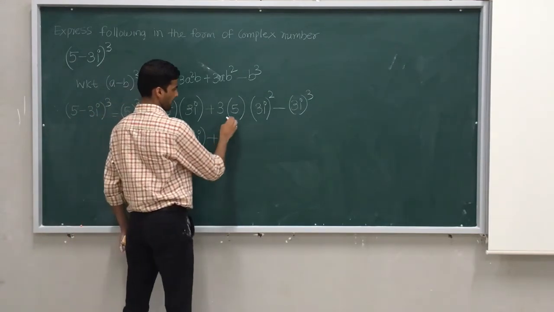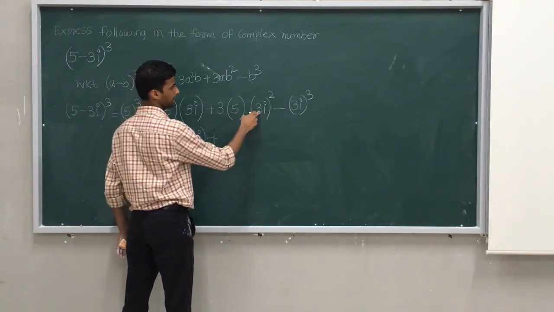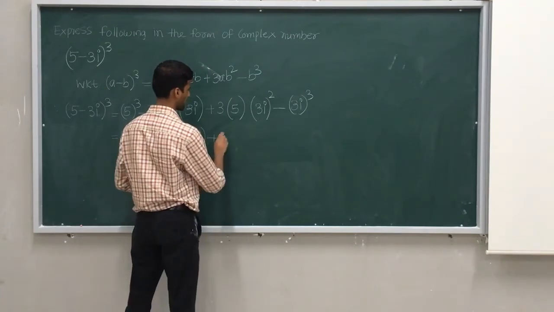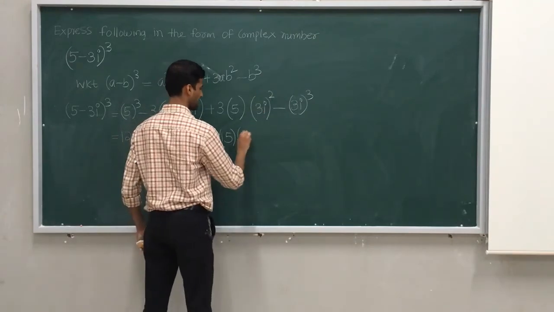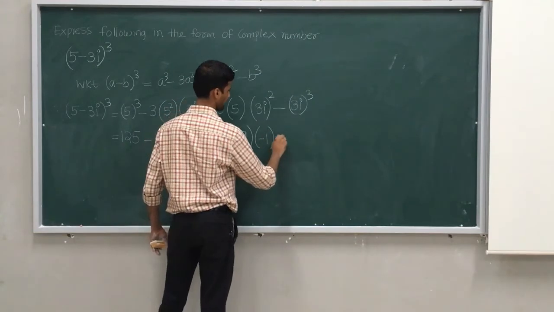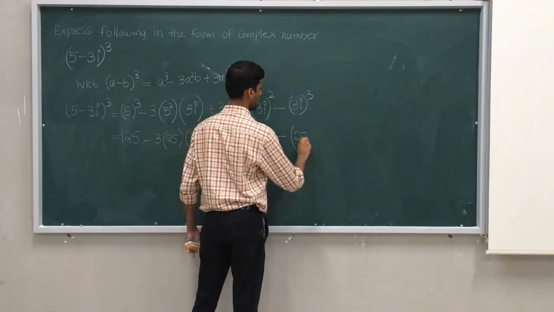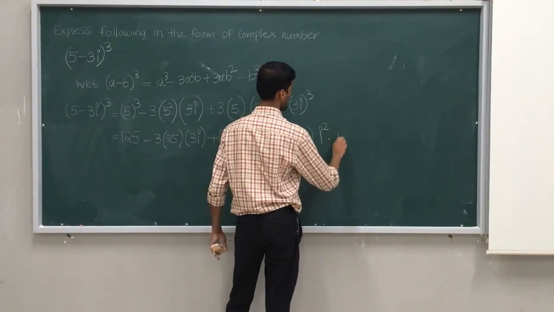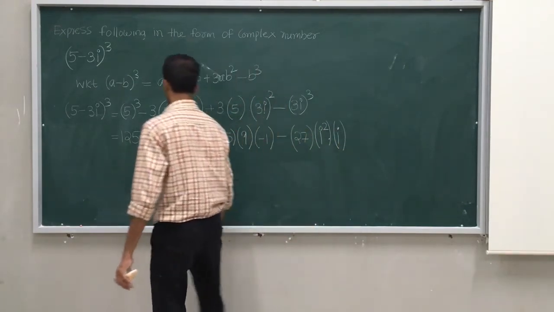So 5 cube is 125, minus 3 into 25 into 3i, plus 3 into 5 into 9i square. Sorry, it is nothing but 5 threes are 15 into 3 square is 9. I square is minus 1, that is very important, minus 3 cube is nothing but 27 i cube. If I don't know, I write it as i square into i, that is split.